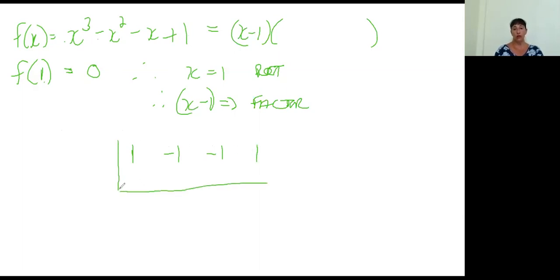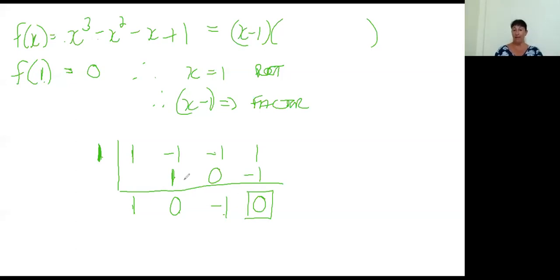I'm going to do synthetic division with the root. Okay, the root goes there. Okay, so I write down my coefficients in decreasing orders of powers of x, and I use my root. I add down 1 plus 0 is 1, and I multiply. 1 times 1 is 1, and I put the answer under the next number. And I do it again. Minus 1 plus 1 is 0. 0 times 1 is 0. Minus 1 plus 0 is minus 1. Minus 1 times 1 is minus 1. And I add. That is what I'm aiming for.